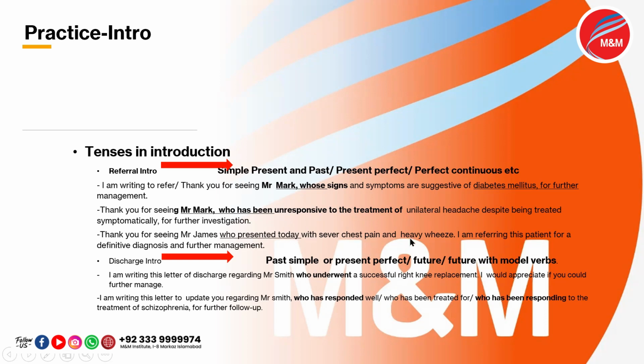So as per the given scenario, as per the task, we can introduce different types of tenses. It's important for you to have the right tense so that you can get a good score in your OET writing. Followed by the tenses in the discharge. In the discharge intro, we can write either past simple or present perfect. In the next example, in the same discharge letter, we are writing who has responded well or who has been responding well, depending. And even in the first example, I can also write who has undergone a successful hip replacement surgery, right?